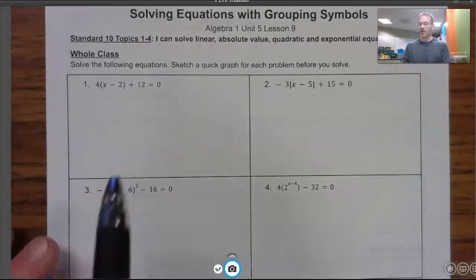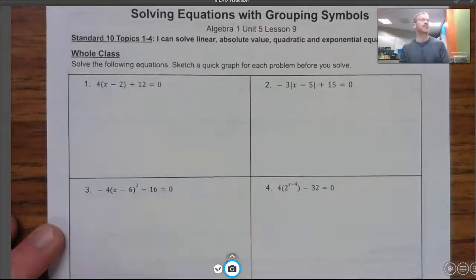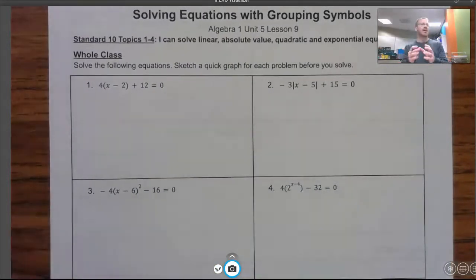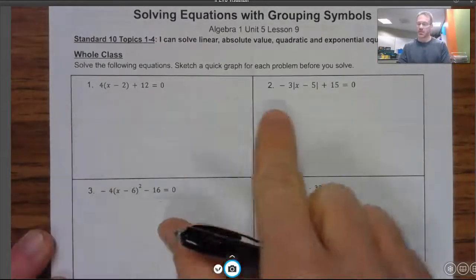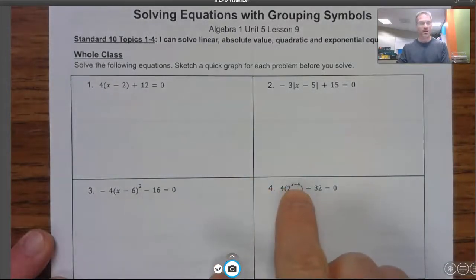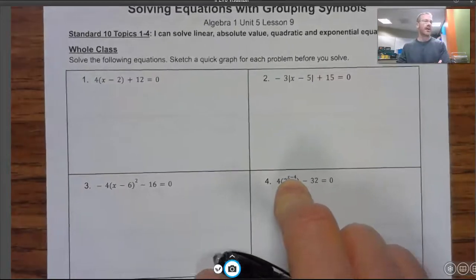All right, so once again, we're still working on standard 10 here, right? I can solve linear, absolute value, quadratic, and exponential equations. All right, so we're really going to take the same process that we did in our previous lesson, and we're going to apply it here, except, right, as you look at the problems here, you can see that inside those grouping symbols, we have something more than just x, right? And you can see that here that exponent is x minus 4 instead of x. So how do we deal with that, right? And we've already talked about that. All right, but now how do I deal with that within the totality of our solving?